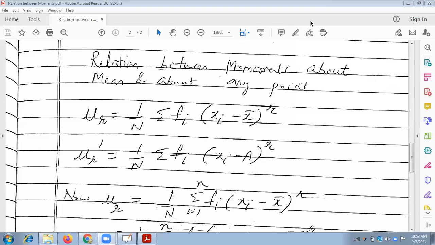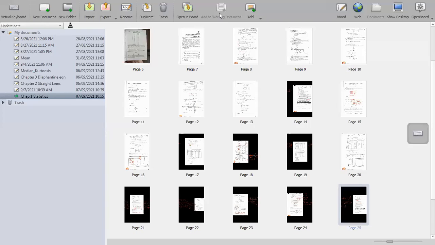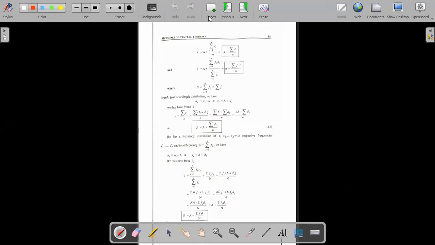So can anybody tell me what was the movement? What was the rth movement? Remember, what was the rth movement? What was the, कल तो किया है हमने. What was the rth movement about the mean or any other point? Yes, ma'am. Ma'am, rth moment is equal to mu r is equal to 1 upon n summation fi into xi minus x bar whole power r, where r can be 0, 1, 2, and so on.